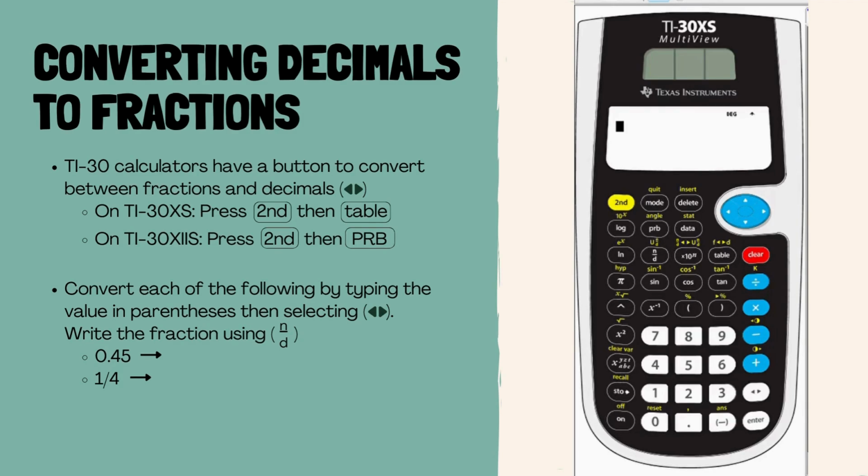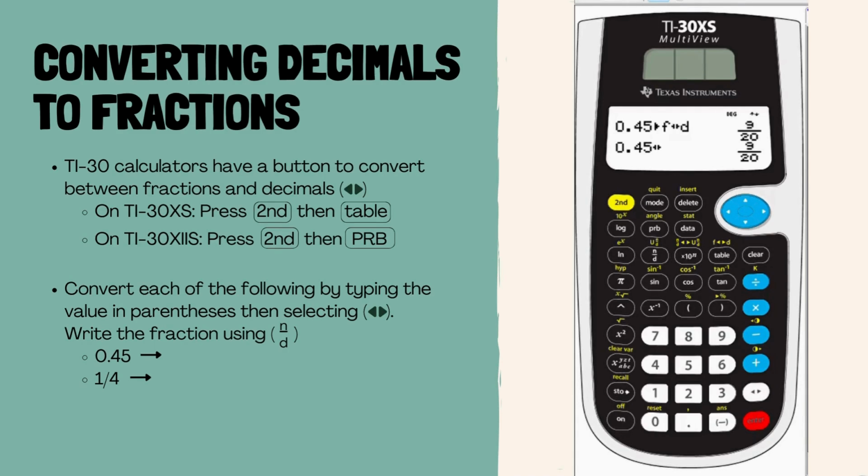So let's start off with 0.45. I can do second and then table, and that'll give me 9/20ths. But I can also do 0.45 and then use this little double arrow right before the enter button, and that will give me the same thing.